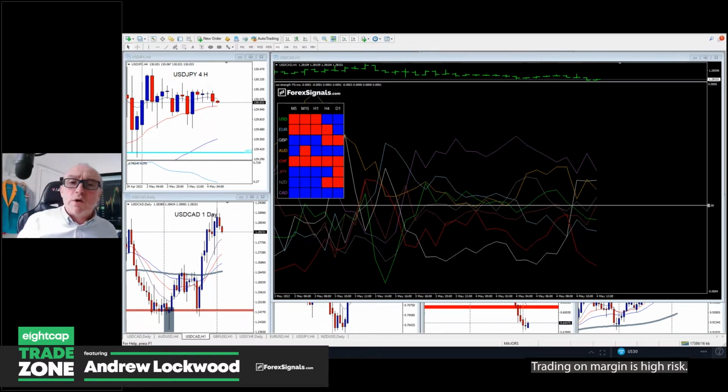There are talks that there may be a 0.75% basis point rise, and if that does happen, then you can expect to see the US dollar push on quite significantly.